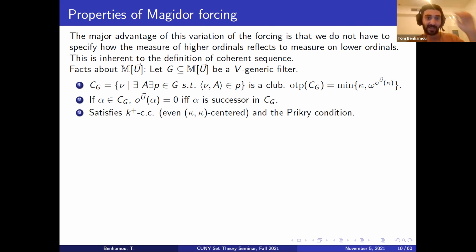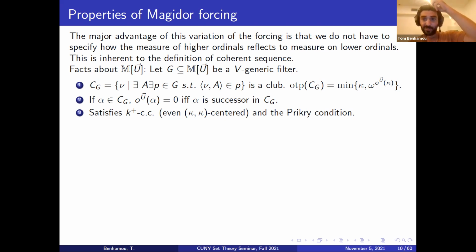MU satisfies Kappa plus CC because Kappa is measurable in the ground model, and there are Kappa many possibilities for the pairs below Kappa. So the alpha 1 to alpha n with the large set, this is all of size Kappa. And any two conditions which have the same lower part are necessarily compatible because we can just shrink the sets we have on Kappa itself.